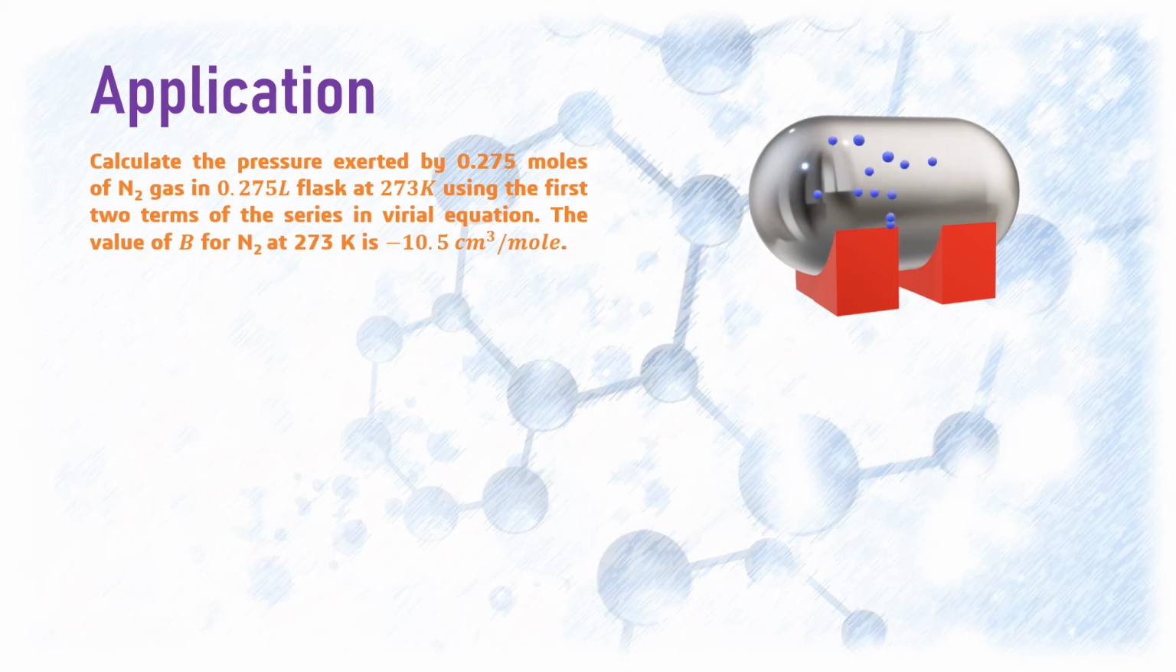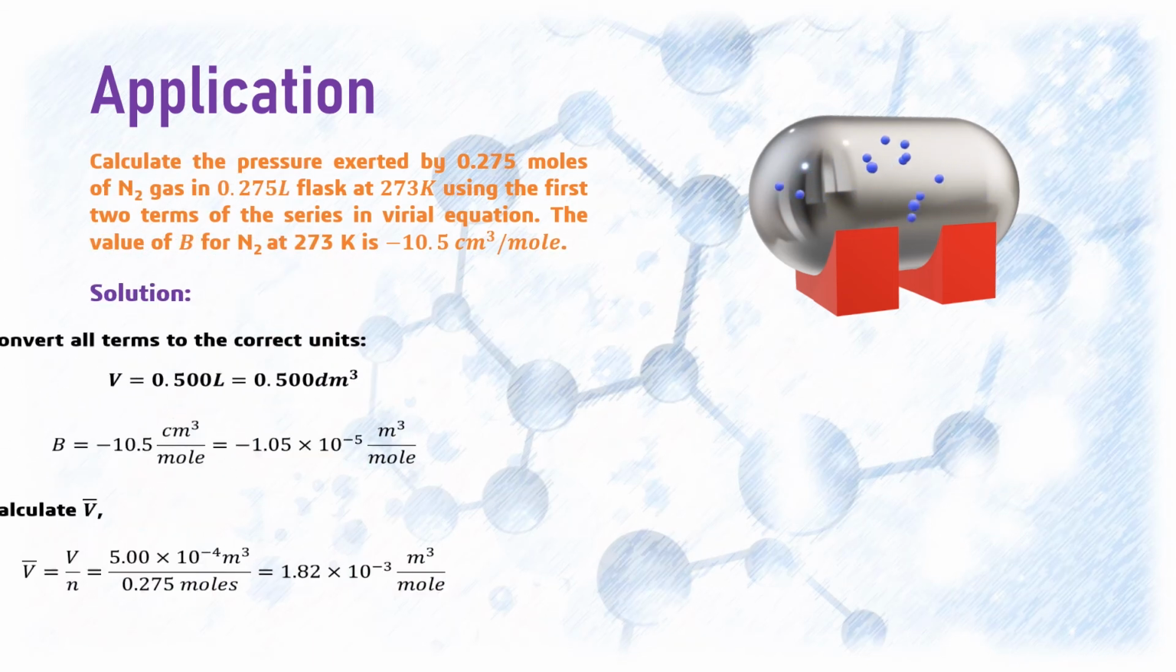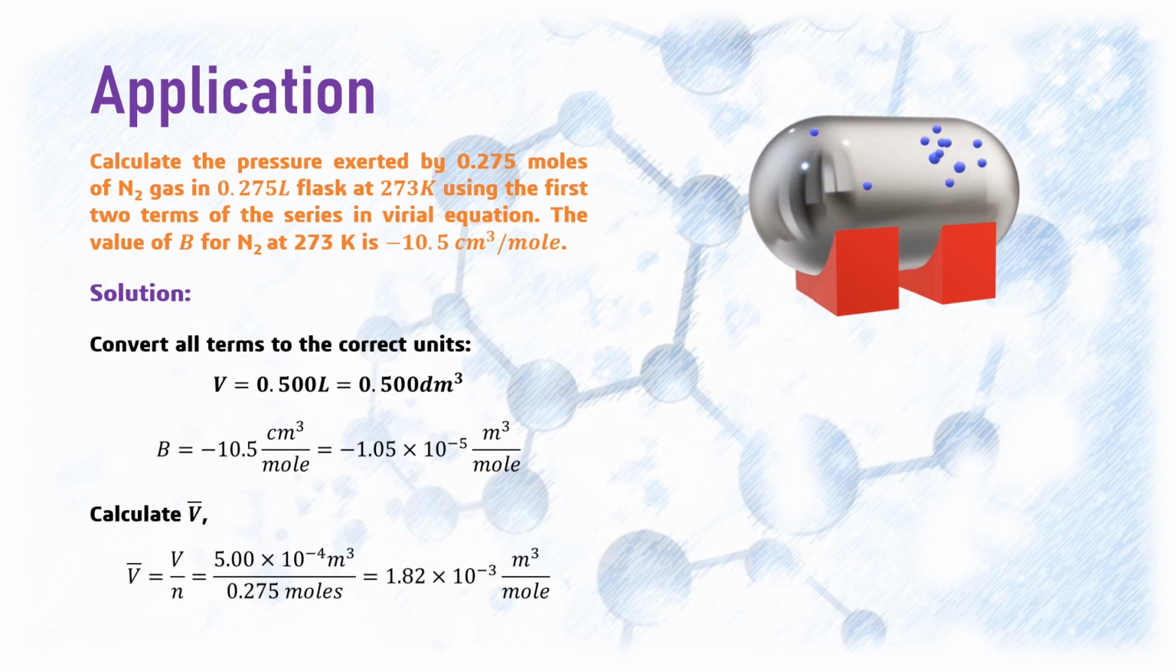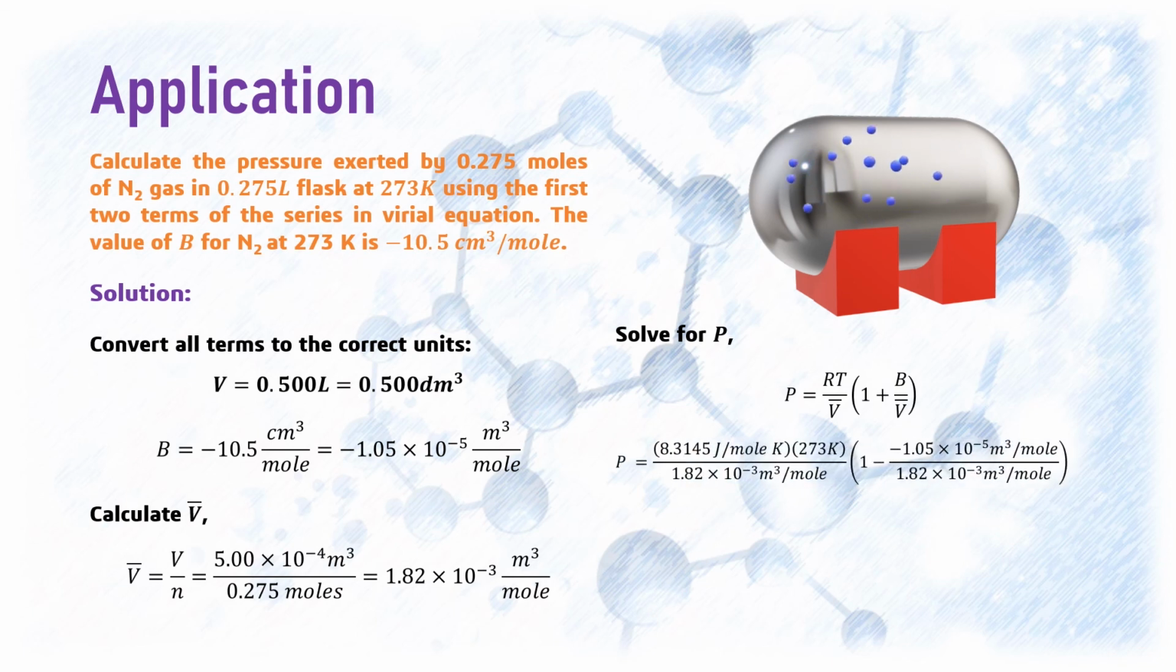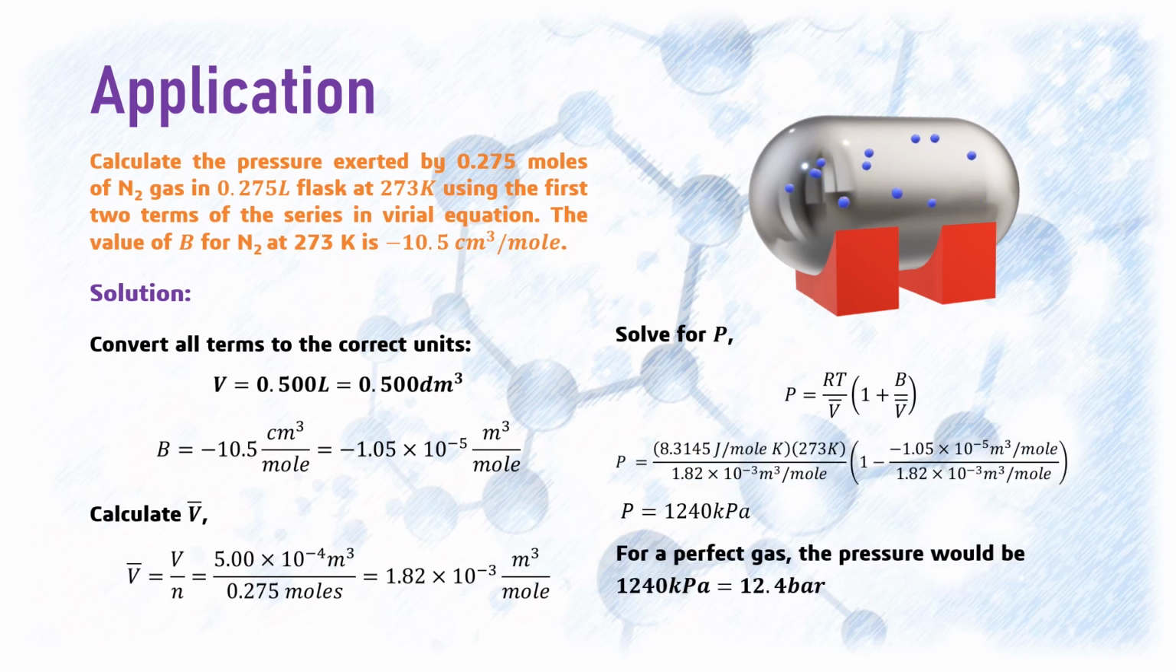Now, let's see how to solve this question. First, we need to convert all the terms to the correct units. Then, we need to find the molar volume of nitrogen gas by dividing the volume of the gas by the number of moles. Now, we can find the value of pressure exerted by substituting the molar volume and the other values given in the virial equation. The final answer for P is 12.4 bar.